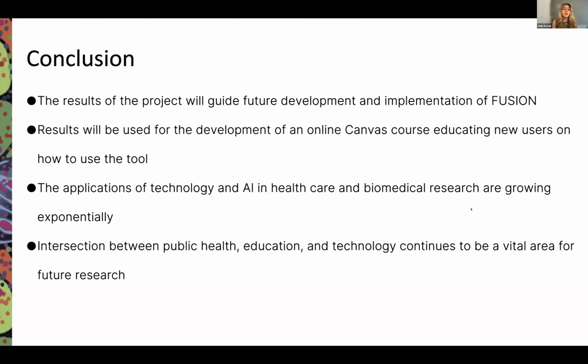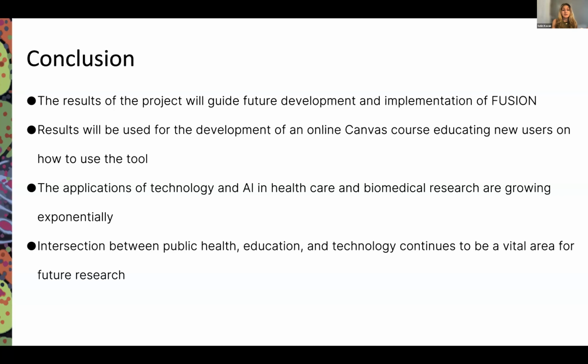So in conclusion, the results of the project will guide the future development and implementation of the fusion technology. The results will be used for the development of an online Canvas course to educate new users on how to use the tool. This can range from undergraduate students to graduate students and beyond. Of course, a technology like this has many applications. So the goal is to be able to develop different Canvas courses to be able to teach people depending on what they may need this technology for.